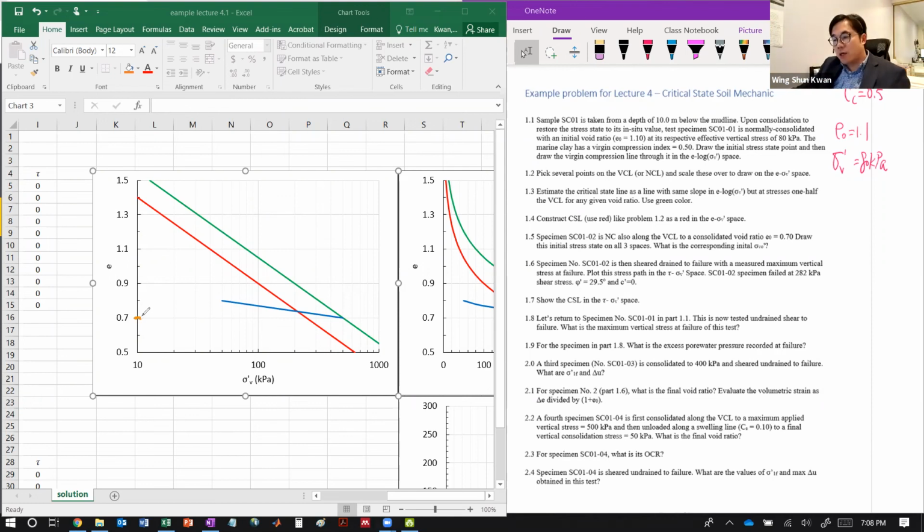And the corresponding vertical stress will be this point, right? And we are at the normally consolidated line. So the corresponding stress of that is 200, 300, 400, 500. So the corresponding initial stress here is 500 kilopascal.